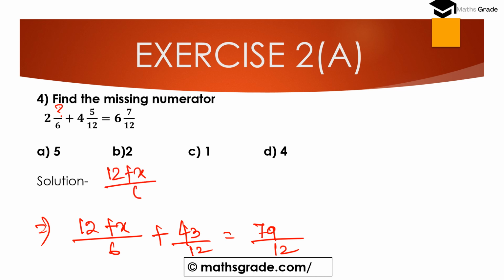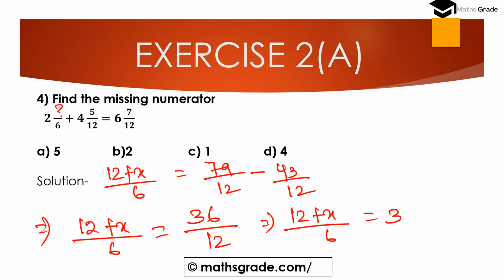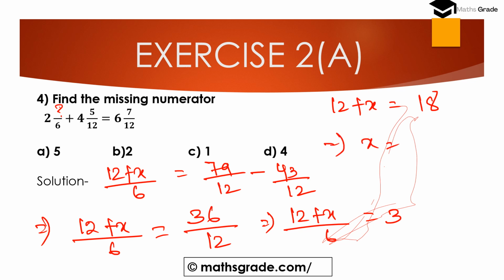12 plus x divided by 6 is 79 divided by 12 minus 43 divided by 12. Equal to 79 minus 43: 9 minus 3 is 6, and 7 minus 4 is 3. Now 12 plus x divided by 6 is 36. Now 12 plus x is, multiply this 6 with 6, 36. So x is 36 minus 12, which is 24. So answer is 6.